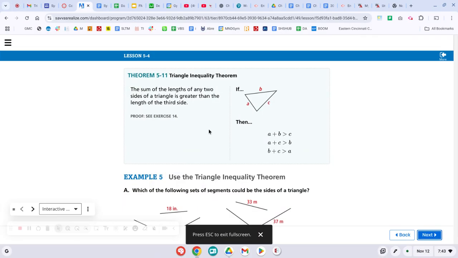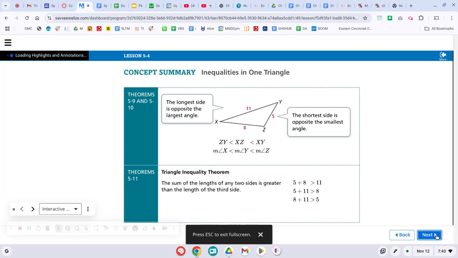So this is what A plus B has to be bigger than C, A plus C. The sum of the two smaller sides must be bigger than the third side.